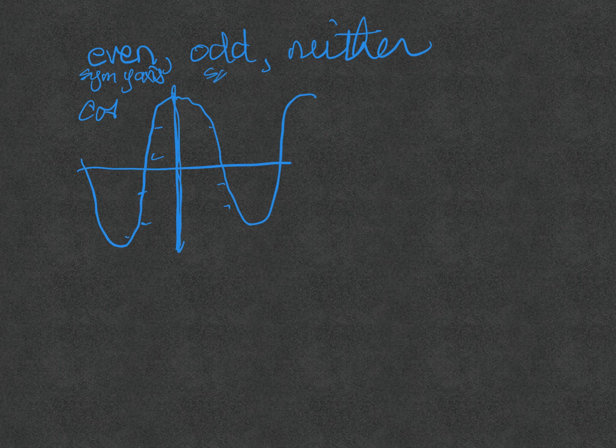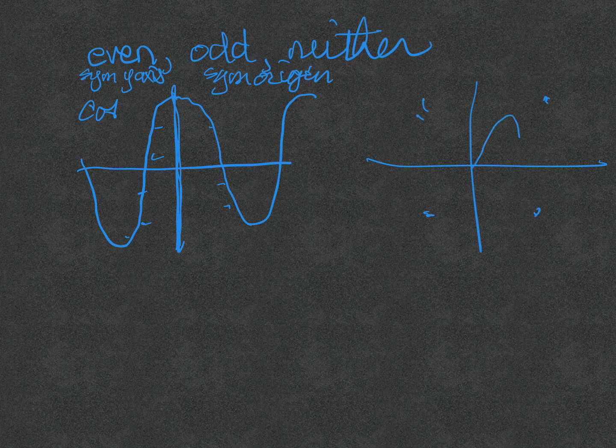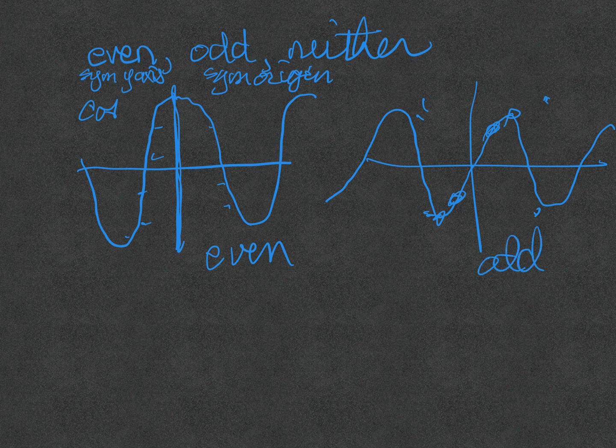Odd means symmetry with the origin. And so symmetry with the origin means things are opposite places over the origin, okay? And that is sine. So here's sine, but if I continue to draw periods to the left, you can see a sine value here and a sine value here match up, symmetry with the origin. So cosine is even, sine is odd, okay?